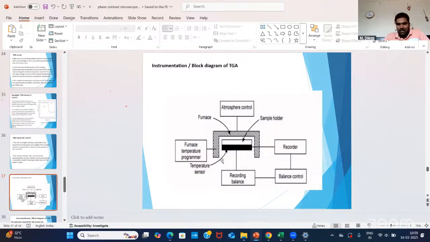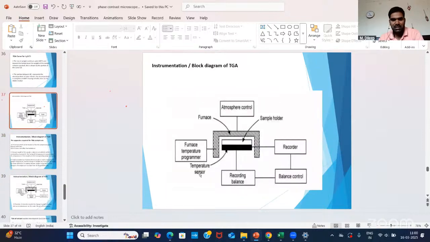Okay, so here in this TGA, this is the block diagram of TGA actually. Here, this is the furnace. This is the sample holder. In this we will keep the sample, and this furnace will keep the temperature and provide heat to these samples. And this is the atmospheric control, which can control the atmosphere. And this is the furnace temperature program. These are the temperature sensors.